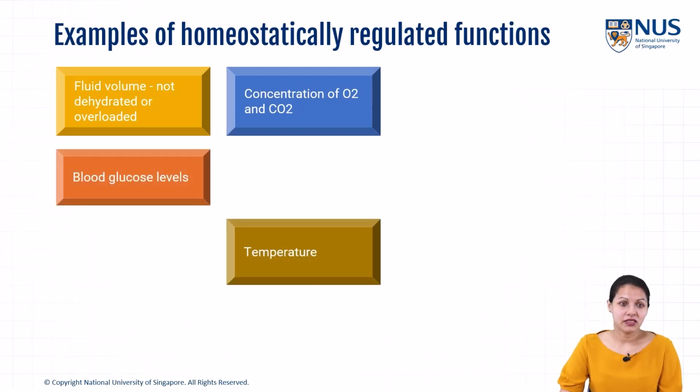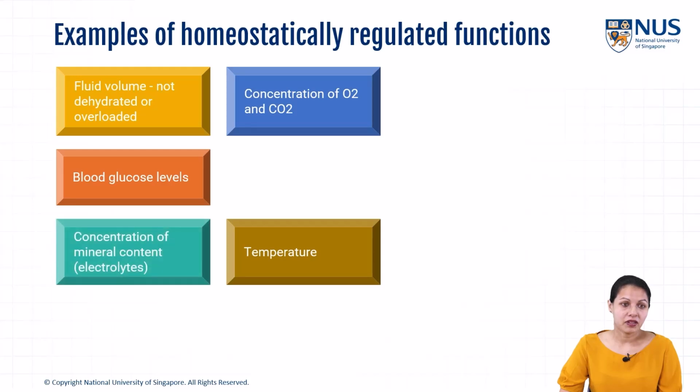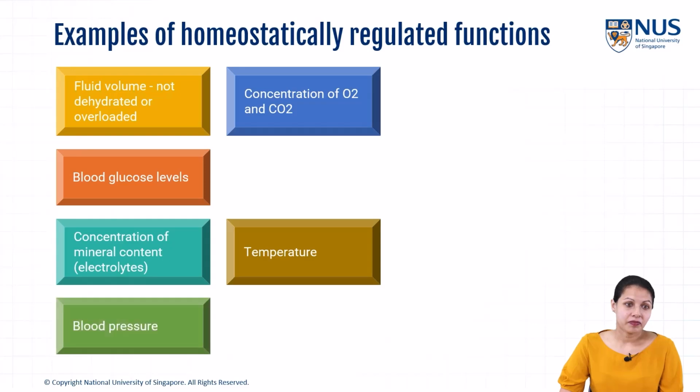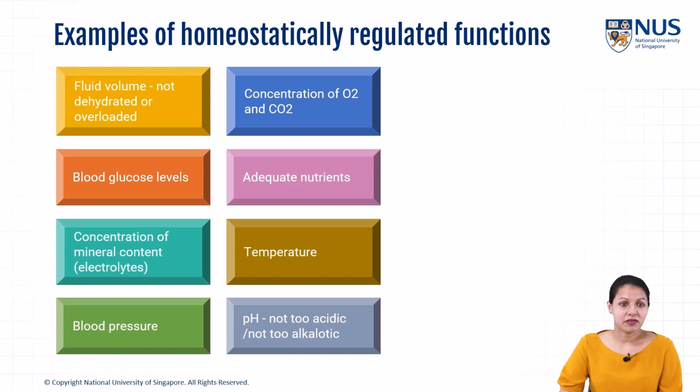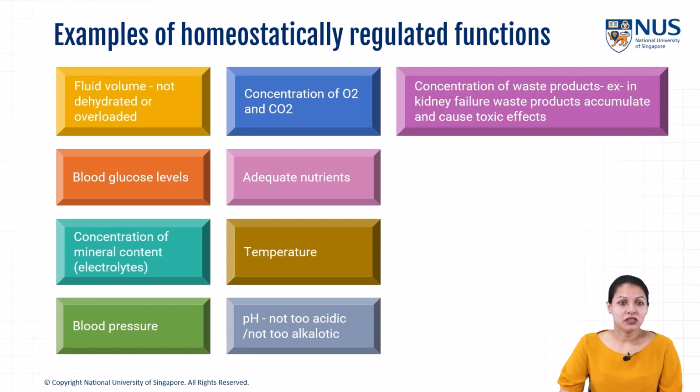Blood glucose levels, temperature, concentration of electrolytes, and blood pressure are regulated. The pH should be maintained in a constant range, and there should be adequate nutrients, and also control of the concentration of waste products in our body, because accumulation of waste products results in toxic effects. The waste products should be adequately eliminated from our body.